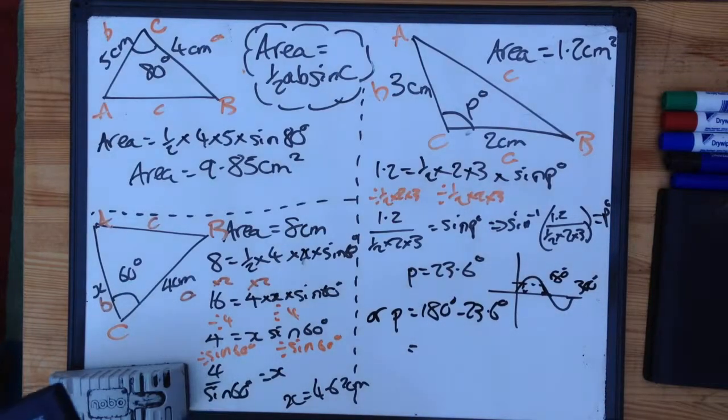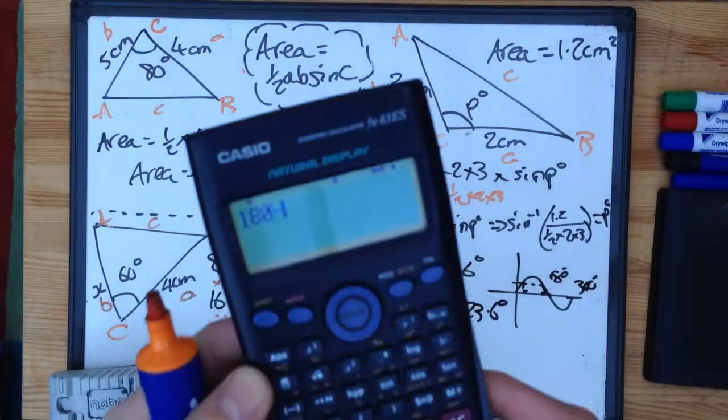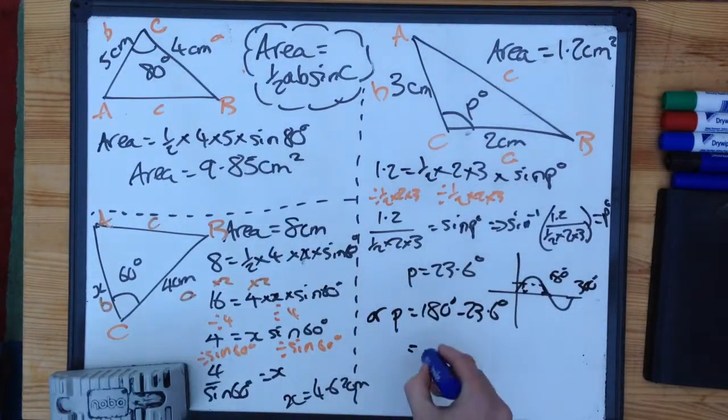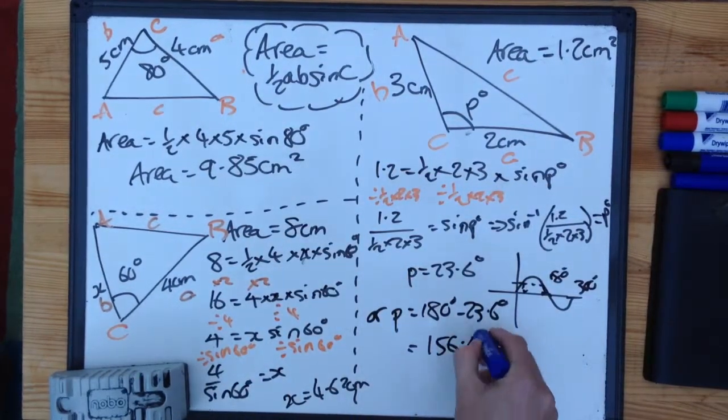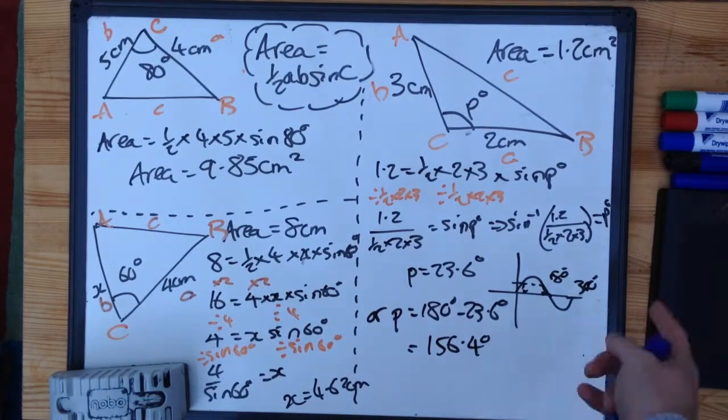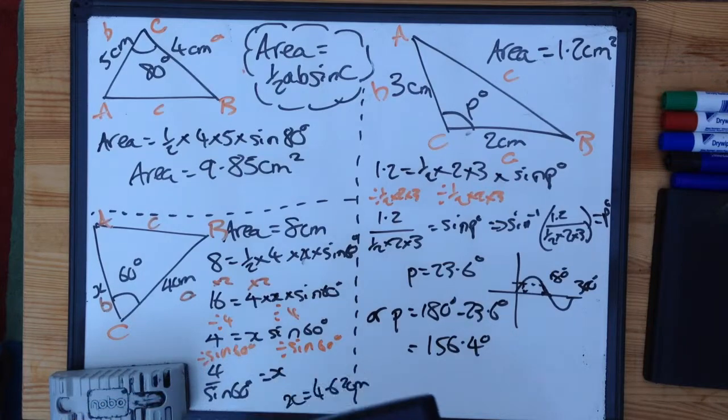So 180 minus 23.6, and that gives us 156.4 degrees. So there are two possible answers for that. It will always be the second answer is 180, take away the first. Depends what the question's looking for. It might tell you that P is bigger than 90, so therefore you choose this one. There's nothing specified there, so I put both of the answers down.